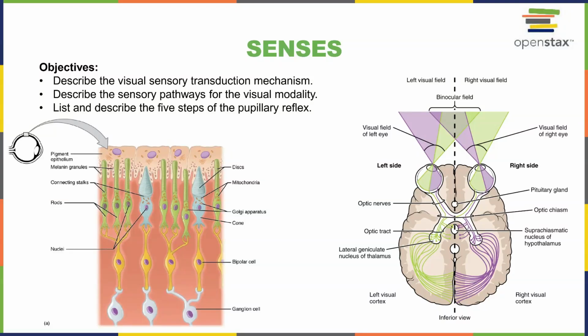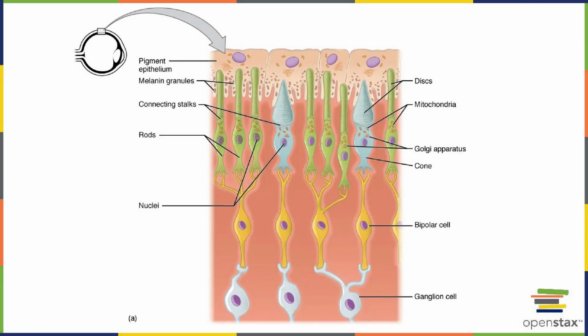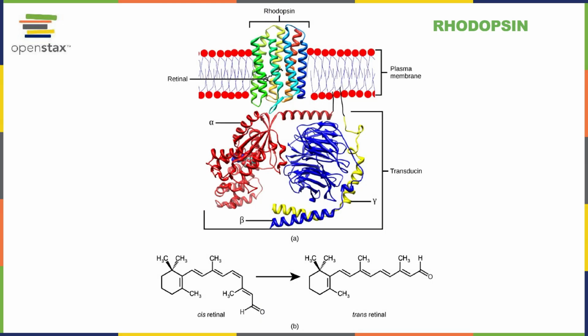In this video, you will learn about the visual sensory transduction mechanism, the visual sensory pathways, and the steps of the pupillary reflex. Visual sensory transduction begins in the photoreceptors of the retina. Rods are photoreceptors that respond to a broad range of wavelengths and allow us to see in black and white, especially in dim light.